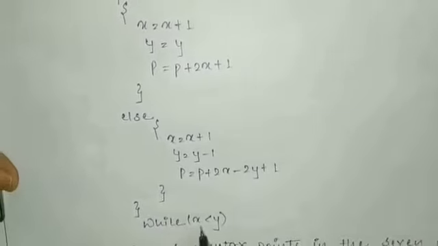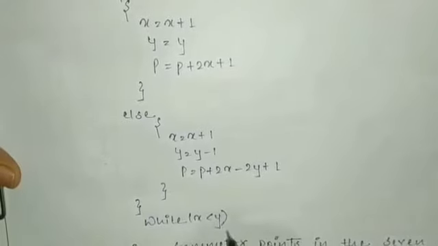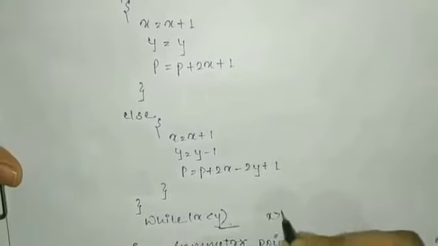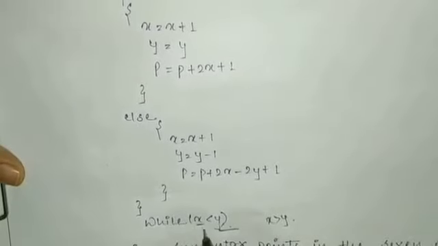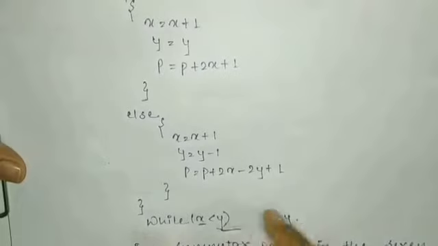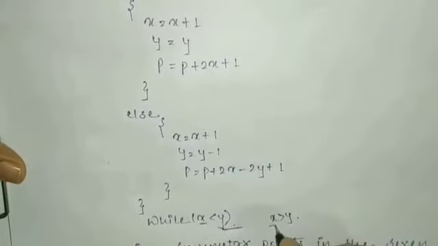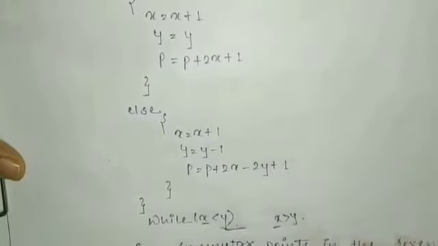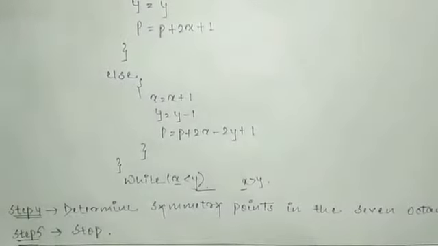And the termination condition of this while loop is x is greater than y. जब तक x की वैल्यू y से कम होगी तभी तक ये लूप चलेगा, और जैसे ही x की वैल्यू y से ग्रेटर हो जाएगी देन द लूप विल स्टॉप, लूप विल टर्मिनेट.